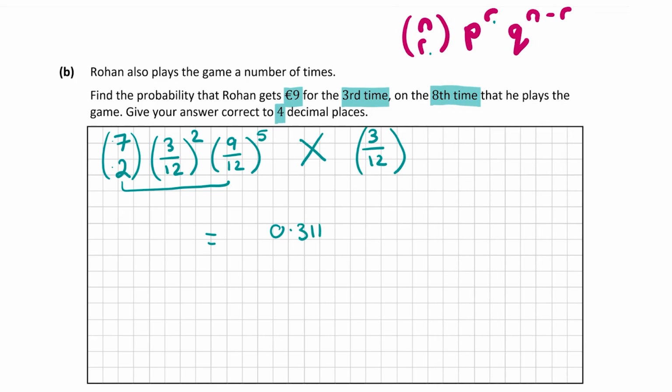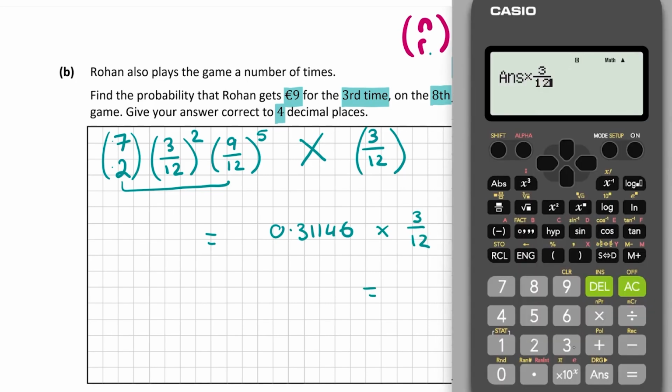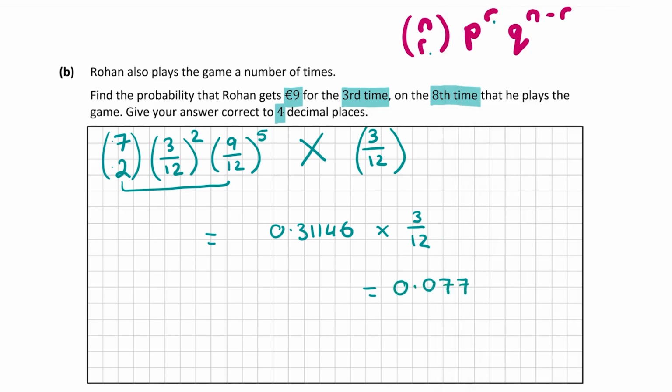So that's going to be 0.31146 multiplied by 3 over 12. Let's see what we get there. So we multiply this now by 3 over 12. And we get 0.077865, okay? We're asked to round our answer correct to 4 decimal places. So our answer is going to be 0.0779.